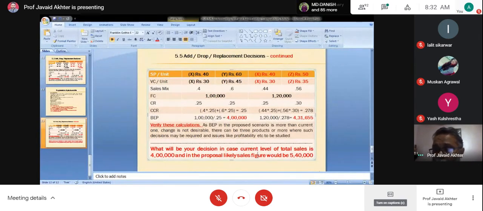So these are the limitations. With this, our discussion on break-even point is over. If you have some questions, I will be answering them. If there are no questions, I can explain something else to you.